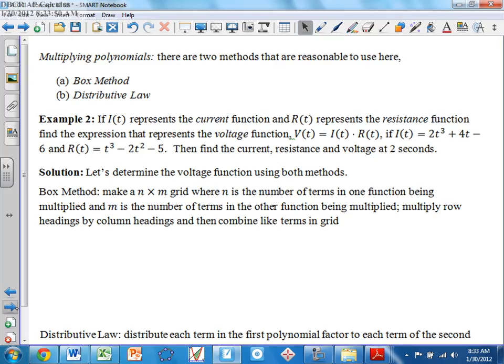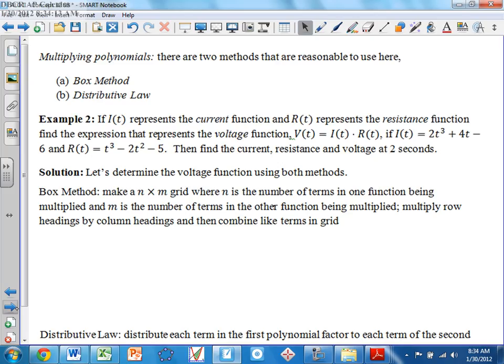Let's not talk about that. Then find the current, resistance, and voltage at 2 seconds. Then find the current, what's so funny? The resistance and voltage at 2 seconds.